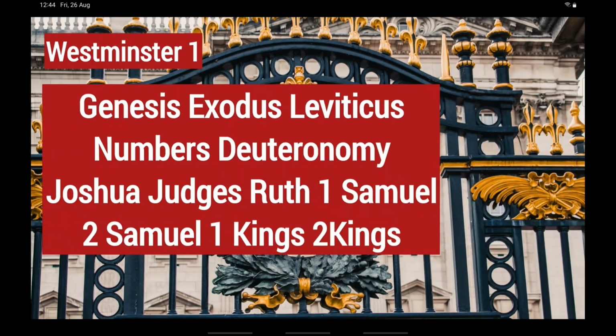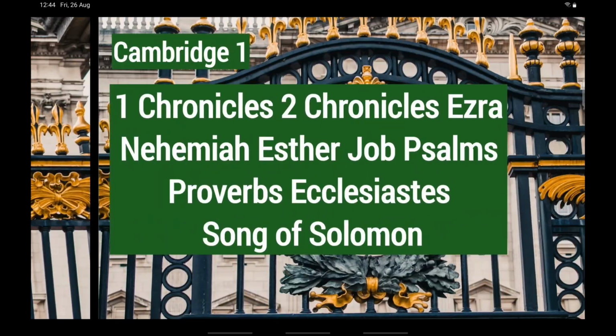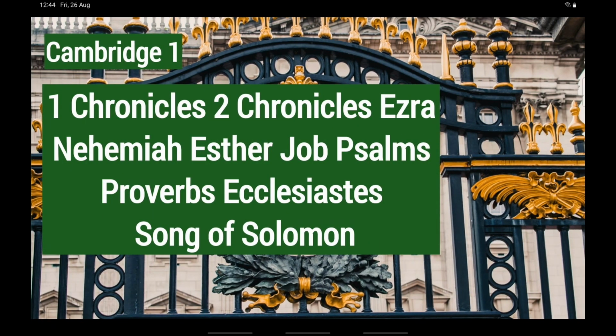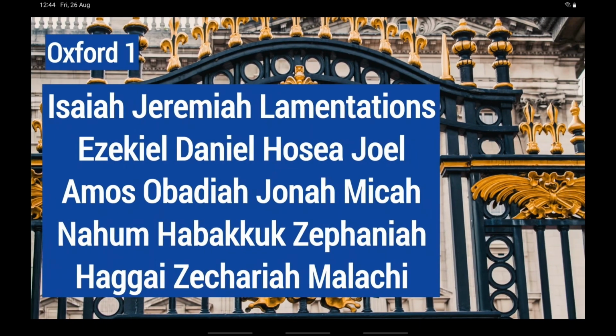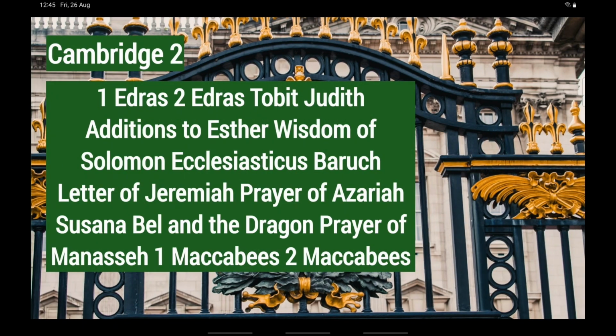The First Westminster Company was responsible for the translation of Genesis to 2 Kings. The next section, First Chronicles to the Song of Solomon, was the work of the First Cambridge Company. Then to finish completion of the Old Testament, the First Oxford Company translated Isaiah to Malachi. The Second Cambridge Company was responsible for the Apocrypha. John Reynolds was in opposition to its addition to the KJV.